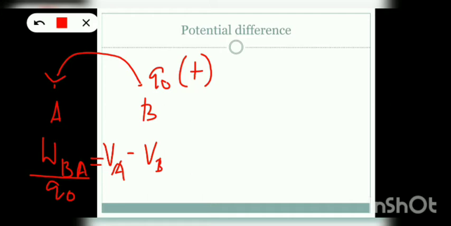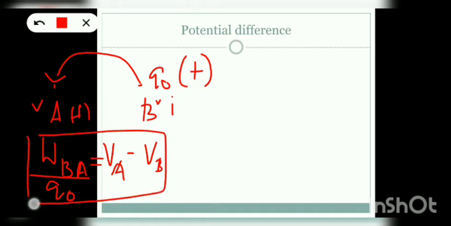So you may think, why do we write VA minus VB? Why didn't we write VB minus VA? Children, potential difference means the difference in potential between the final point and the initial point. Here B is the initial point and A is the final point. So potential difference will be V final minus V initial. That means potential at A minus potential at B. So VA represents potential at A and VB represents potential at the point B. Hence the potential difference VA minus VB is work done per unit charge.